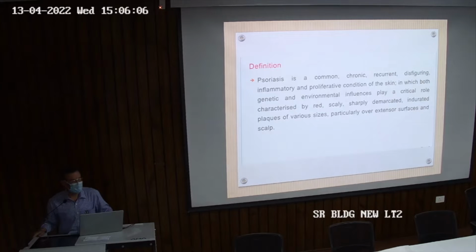This is a disfiguring, inflammatory and proliferative condition of the skin in which both genetic and environmental influences play a critical role. And this is characterized by red skin lesions. Why are the skin lesions mostly red?